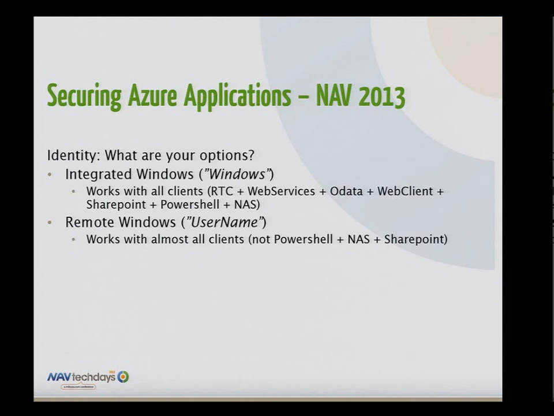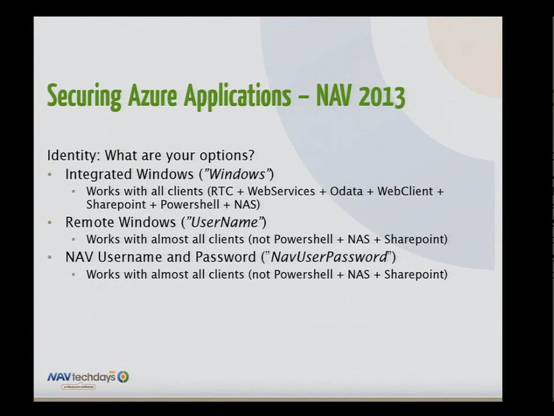That's why in the keynote Michael Nielsen had to go in and ensure that network service was a user known to NAV. Then we have a new concept. It's a NAV username and password. And if you look at the value, then it says NAV user password. I will just show it here. NAV user password goes in the config file.